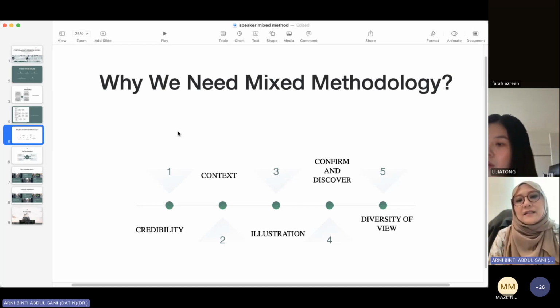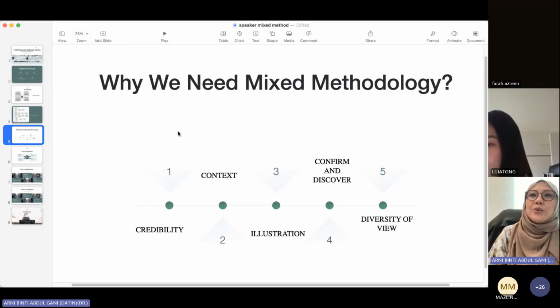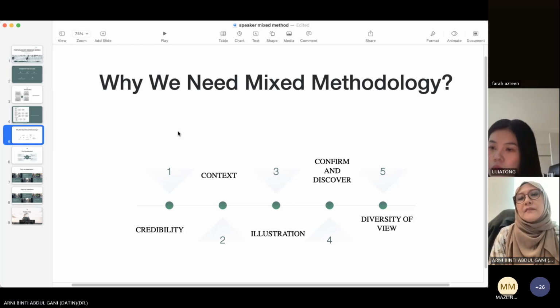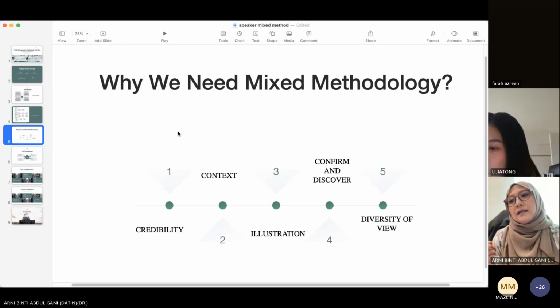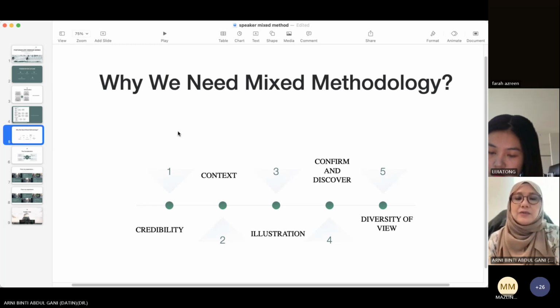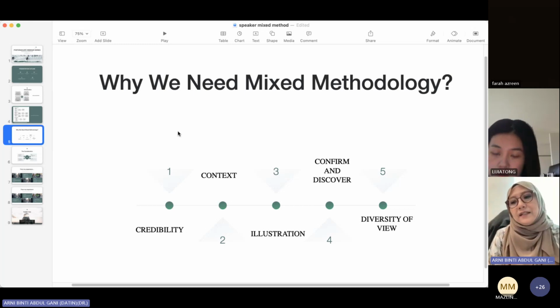The fourth one is confirm and discover. So confirm and discover is basically where you construct your hypothesis, you come up with it from the qualitative data, and you test that quantitatively. So that is to confirm from qualitative, and you test that to discover in quantitative. And the last one is diversity in views. Why do we say diversity in views?